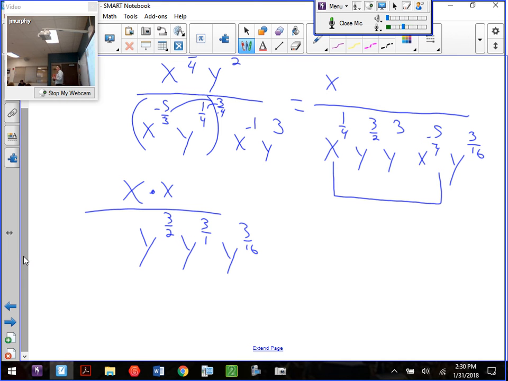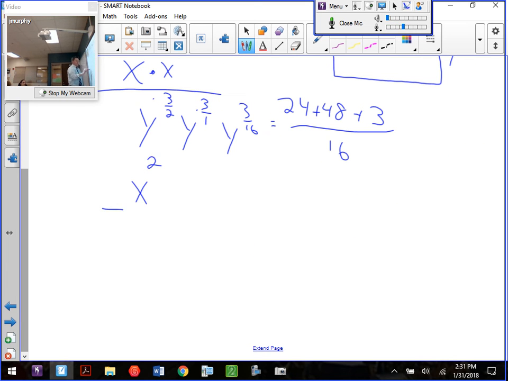Now I just have to add 3/2, 3, and 3/16. Those aren't terrible numbers to work with because you've got a common denominator of 16. So if I've got a common denominator of 16, this will be times 8, so I have 24. This is times 16, so I have 48, and this is there. 72, 75/16. Okay. So x squared y to the 75/16. Now I have to figure out how do I get to the next whole.